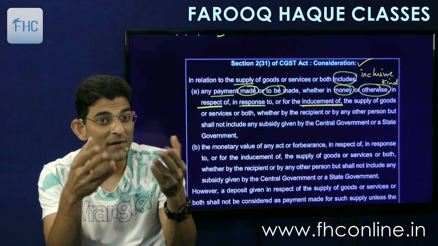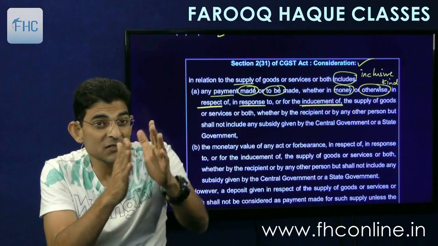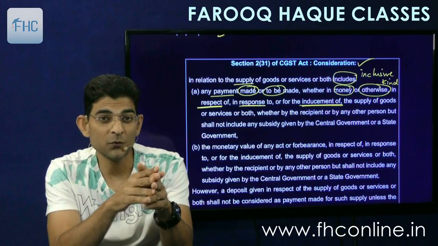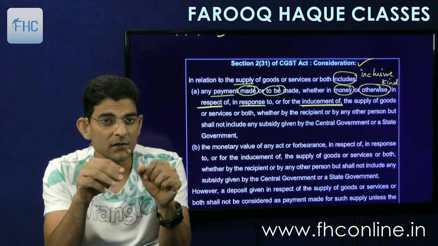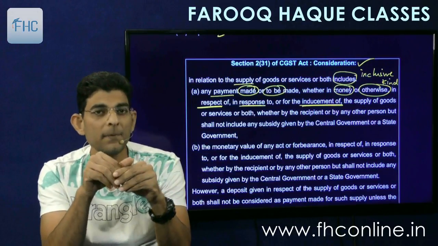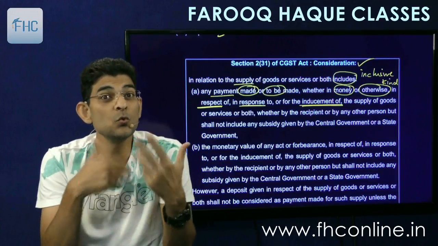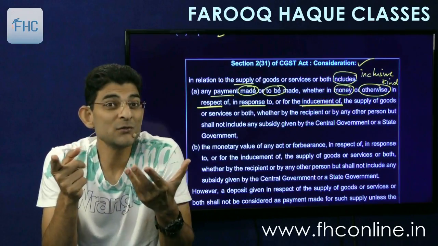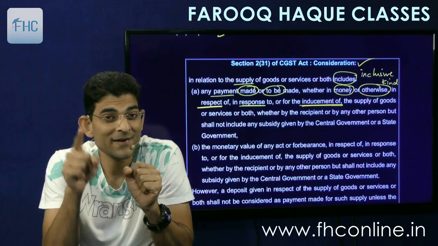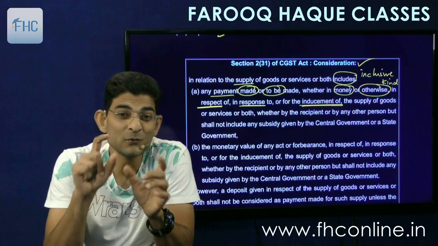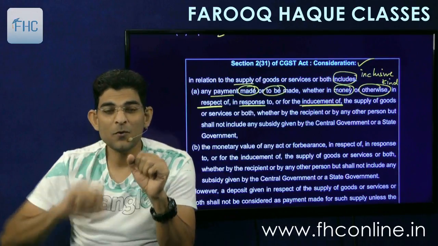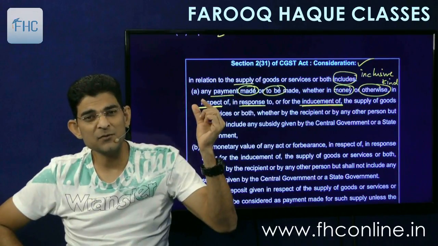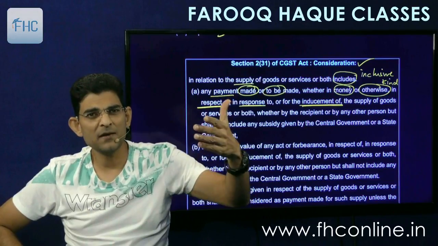So the amount that I paid you was not against supply of goods. It was just an advance, right? It was just given to you. But that induces you to sell the goods. So that is called for the inducement of. So what it means basically is, in respect of means the amount is paid for sale.